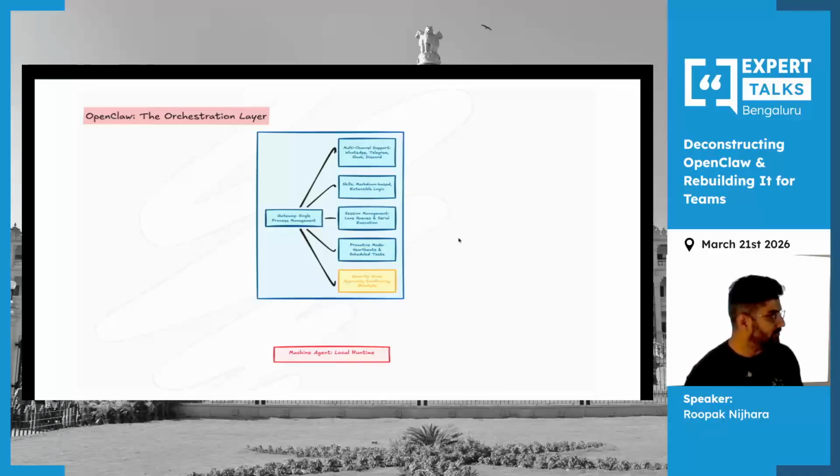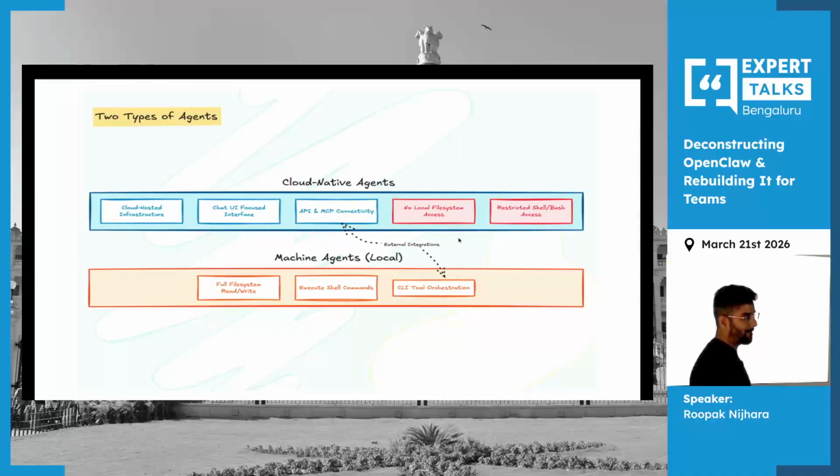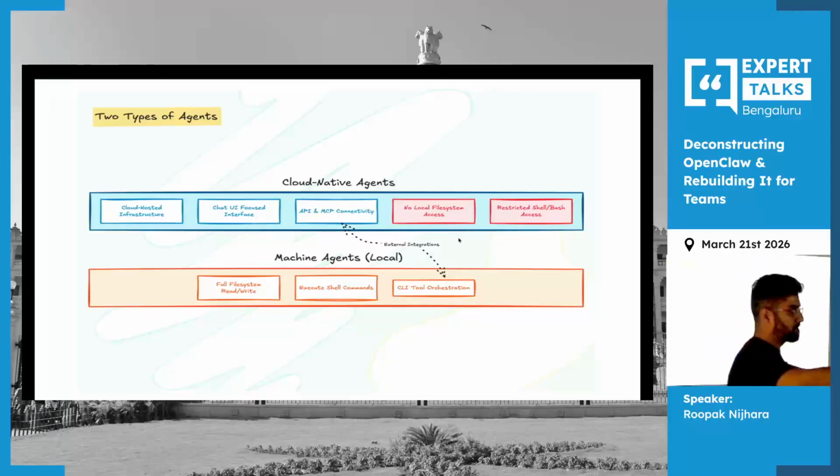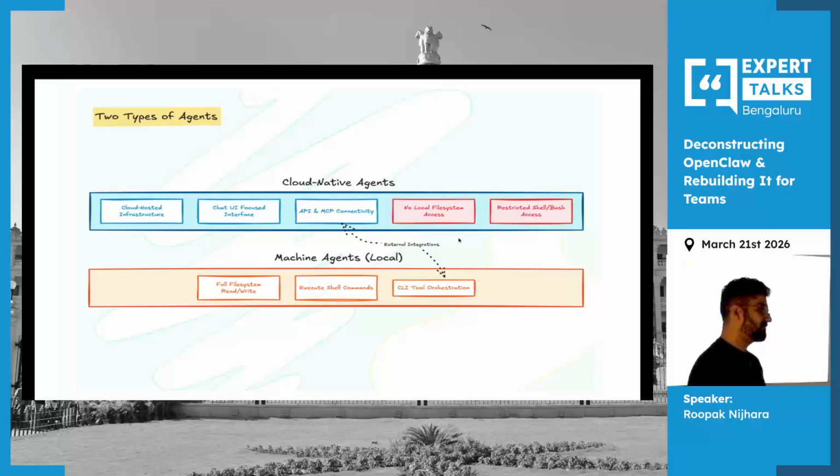Yeah, just one second. Can you go back to the previous slide? In general, we have cloud native agents. What is generally used in the industry? Yes. Cloud native is what is popular. And in what cases are we using machine agents? Mostly for personal uses.